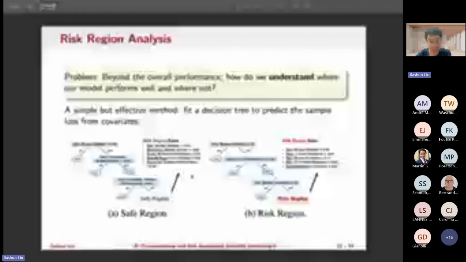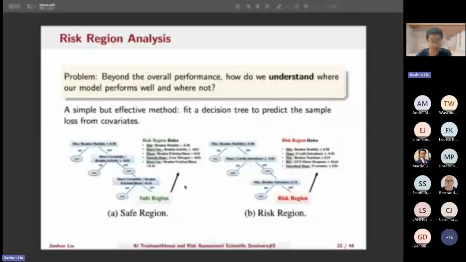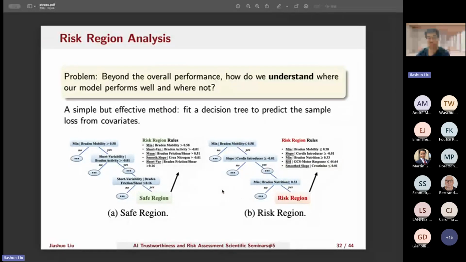In these two figures, the contents and the text do not matter too much. I just want to show two examples of our safe region and risk region from a simple decision tree. Here you can see that the safe region and the risk region are formalized by some decision rules. So it is highly explainable and it can be trusted in practice. These are just two examples from our previous work.